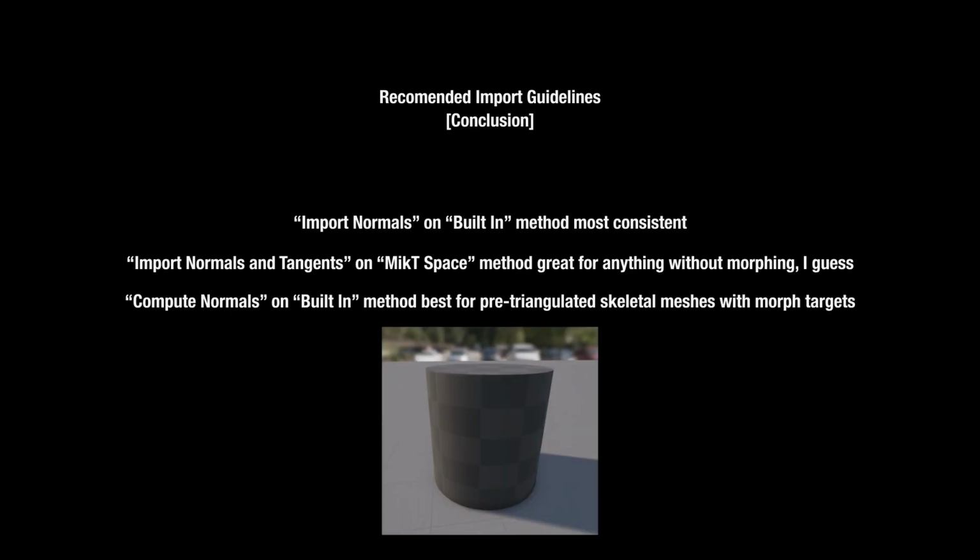It preserves shading, there's no tearing, and the shadowing looks fine. So basically, to conclude, your import normals on the built-in works very consistently if you don't have morph targets on both static and skeletal meshes. Import normals and tangents is the same, and then you want to have the compute normals on the built-in if you're using a pre-triangulated skeletal mesh with morph targets.